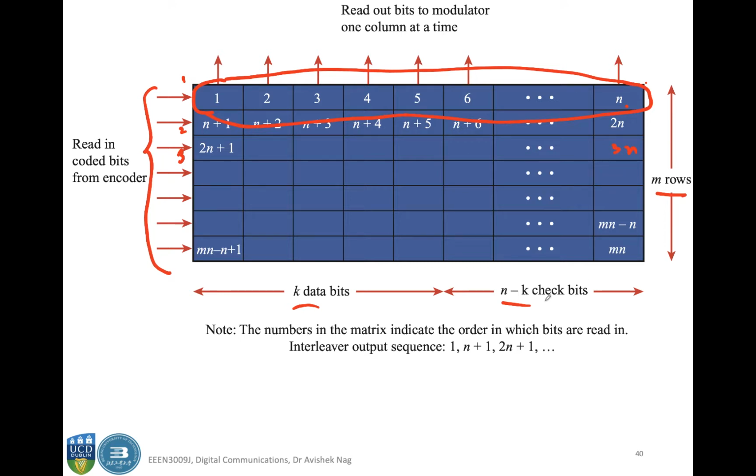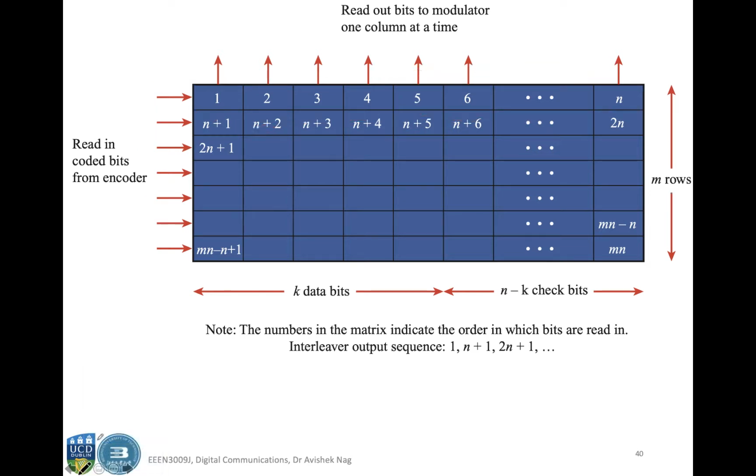Okay, so this is the way that they are read in from this side and read out from this side. Now why is this done? This is the block interleaving process that I was trying to explain. It is done to get rid of this burst error. So let's see what happens.